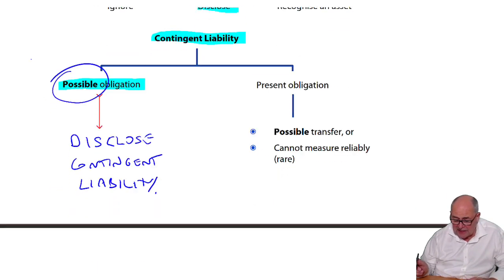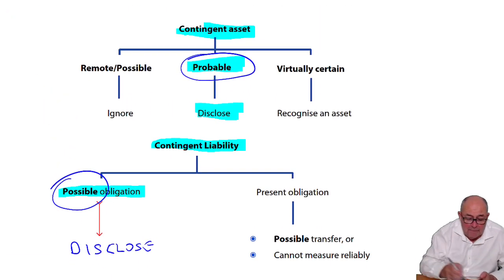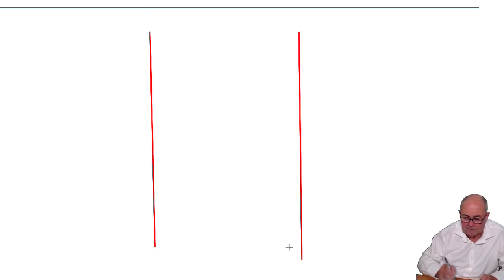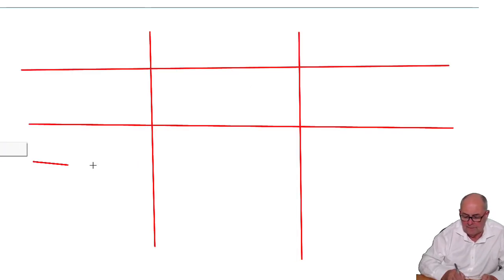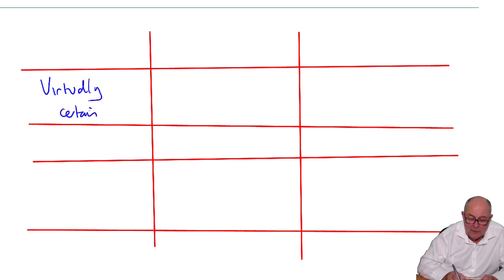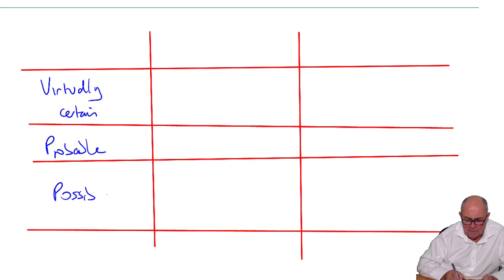I might just do a little table. I wonder if we could summarise that. I'll just open up another slide. Just a little table about those degrees of certainty. You see, there are 4 degrees of certainty. Something could be virtually certain, or probable, or possible, or remote. It's not going to happen.